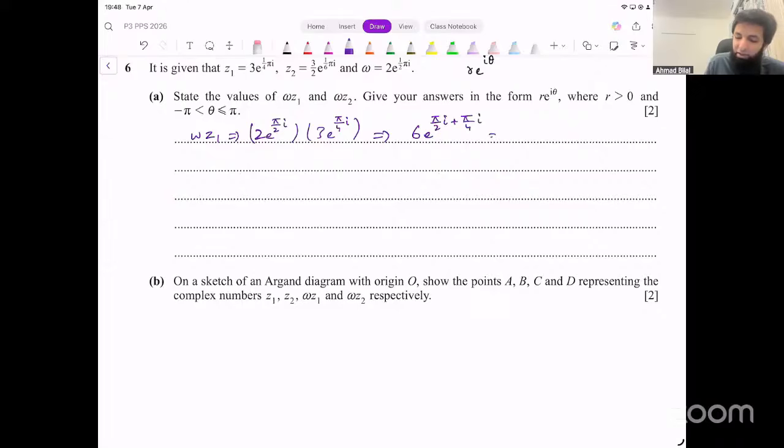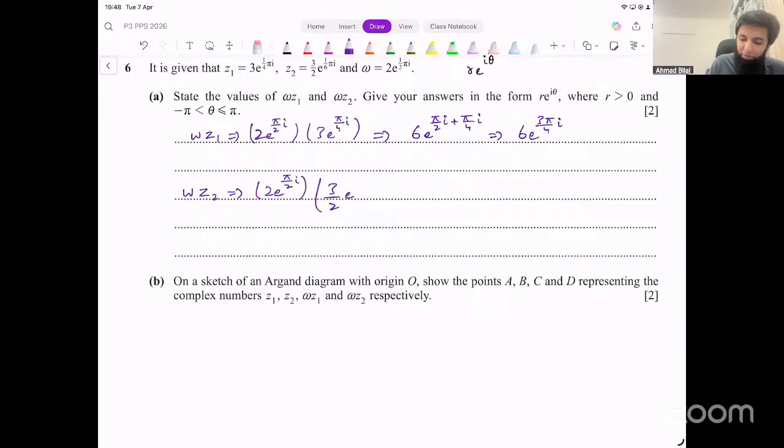Put this in your calculator and see what that simplifies to. Pi over 2 plus pi over 4. What does that give you? It will be 3 pi over 4, right? So this gives you 3 pi over 4 iota. This is wz1. Then they're asking you for wz2. What about that? w is 2e raised to power pi over 2 iota. We need to multiply this by z2, which is 3 over 2.